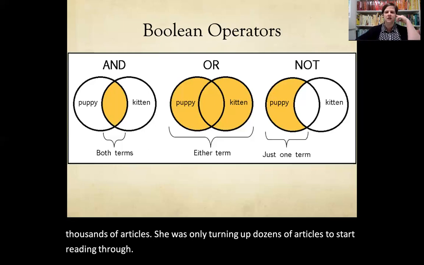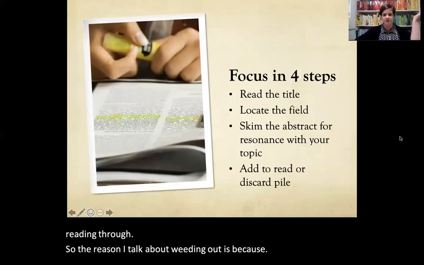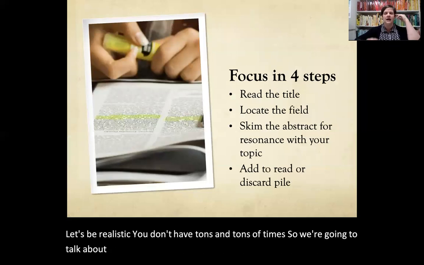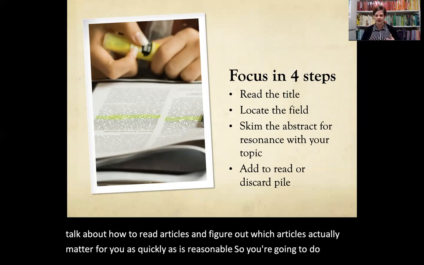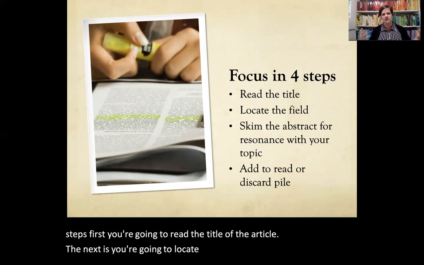So the reason I talk about weeding out is because, let's be realistic, you don't have tons and tons of time. So we're going to talk about how to read articles and figure out which articles actually matter for you as quickly as is reasonable. So you're going to do this in 4 steps. First, you're going to read the title of the article. The next is you're going to locate the field. And the journal name usually gives this away.